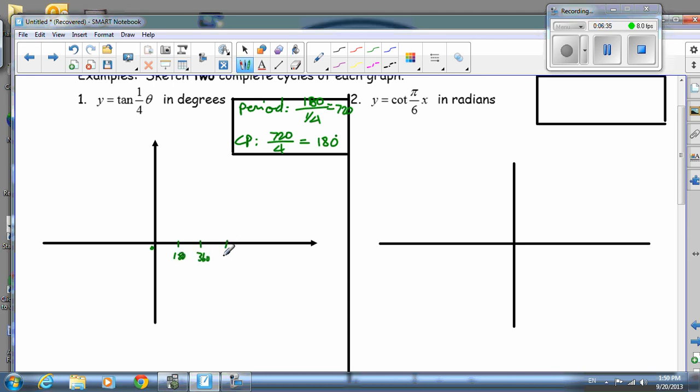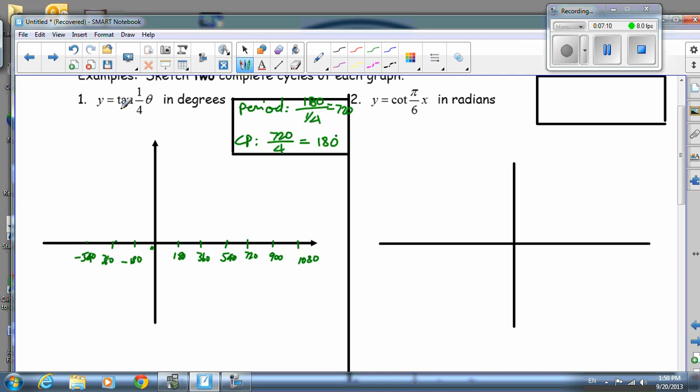360, 540, 720, 900, 1080. Since I ran out of room, I also need the negative side, so I will do negative 180, negative 360, and here I will also have, I can go further and say negative 540. I don't know yet if I will need it or not, but I do know that I will start at 0 because there was no vertical or horizontal shift.